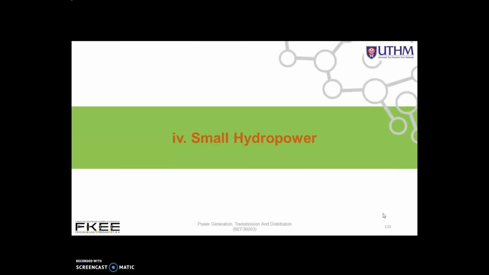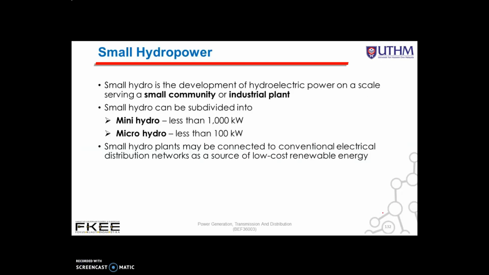Okay, next is the small hydropower. A small hydropower is the development of hydroelectric power on a scale serving a small community or industrial plant. Small hydropower can be subdivided into two. First is the mini hydropower, which is less than 1000 kilowatt capacity, and then the micro hydropower, which is less than 100 kilowatt. Small hydropower plants may be connected to conventional electrical distribution networks as a source of low-cost renewable energy.